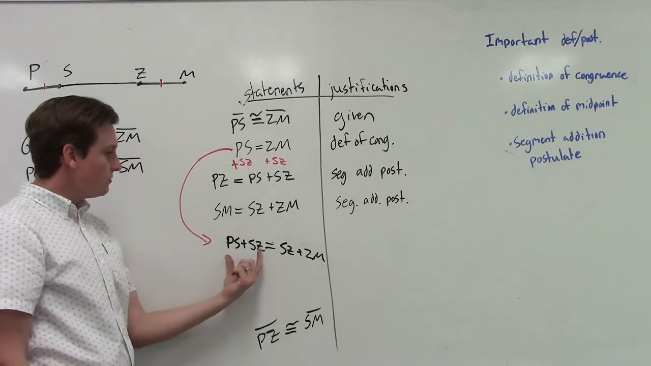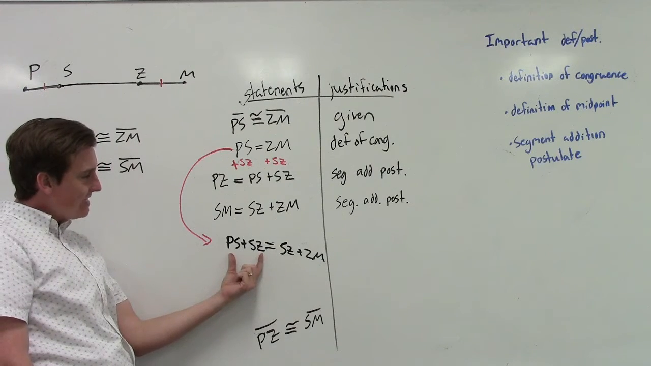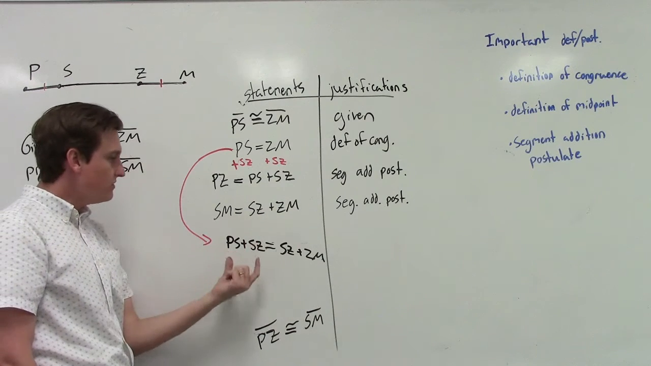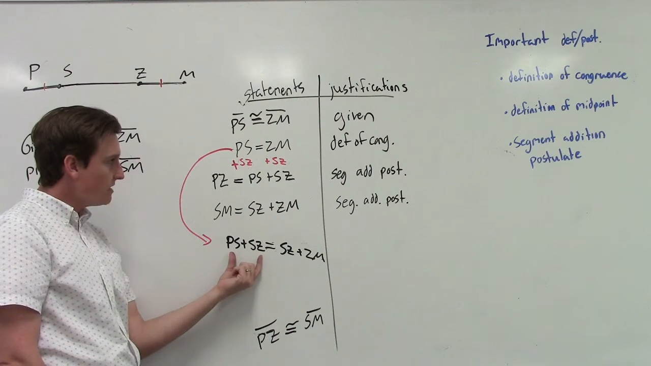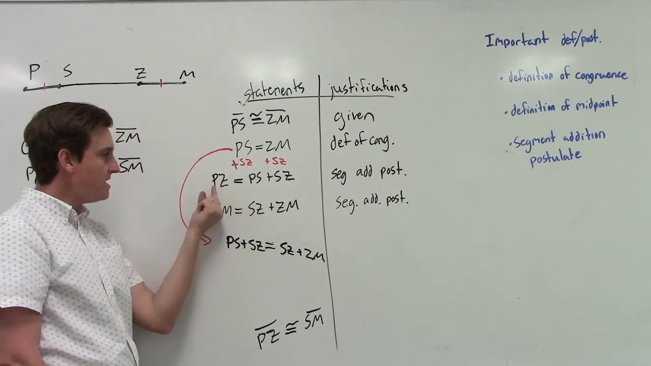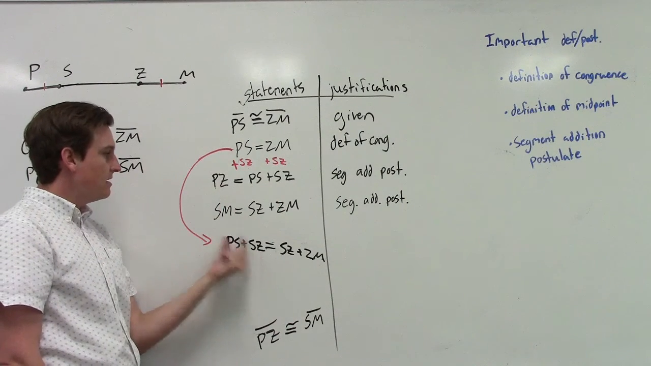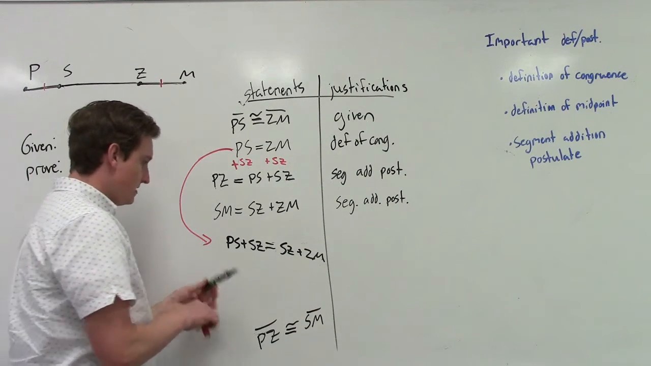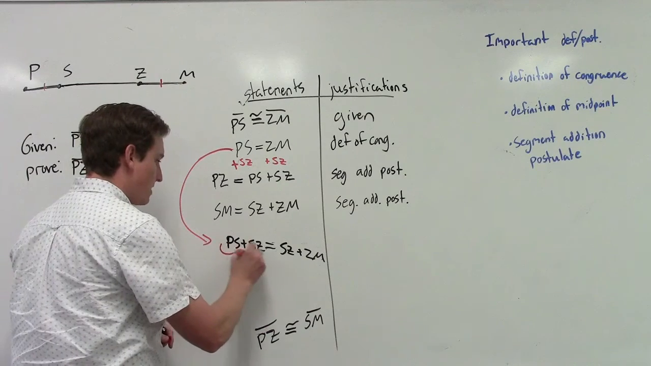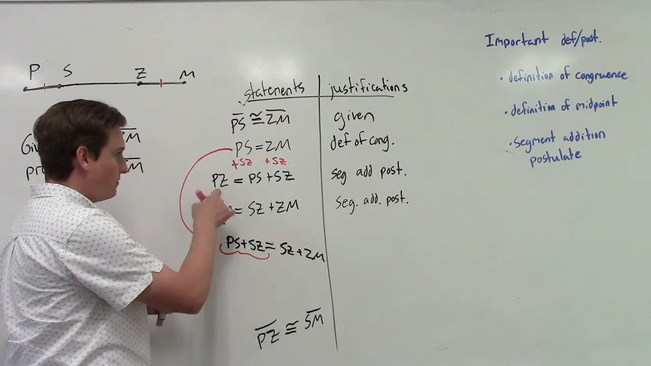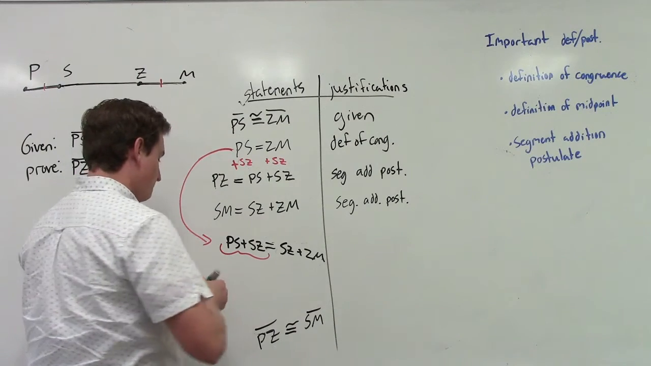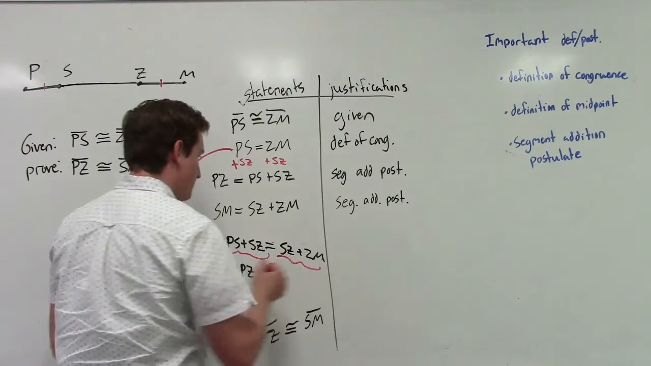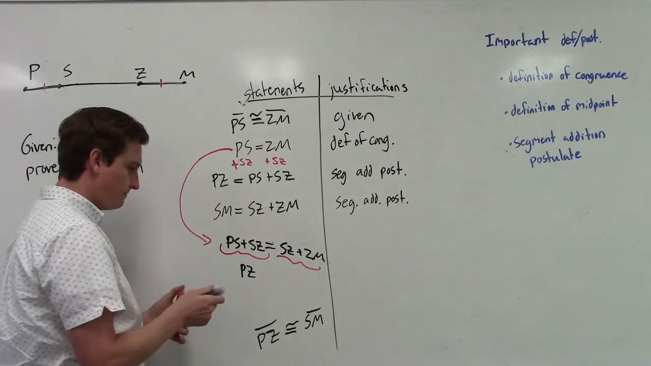Well, what does that allow me to do? Check it out. PS plus SZ, that's this. SZ plus ZM, that's this. So what I can do now is replace this with what it's equal to. PZ equals PS plus SZ. And then SM is equal to SZ plus ZM. So I can take this piece, again, the notation you're not going to really include in your proof, and replace this with PZ. And I can replace this with SM.